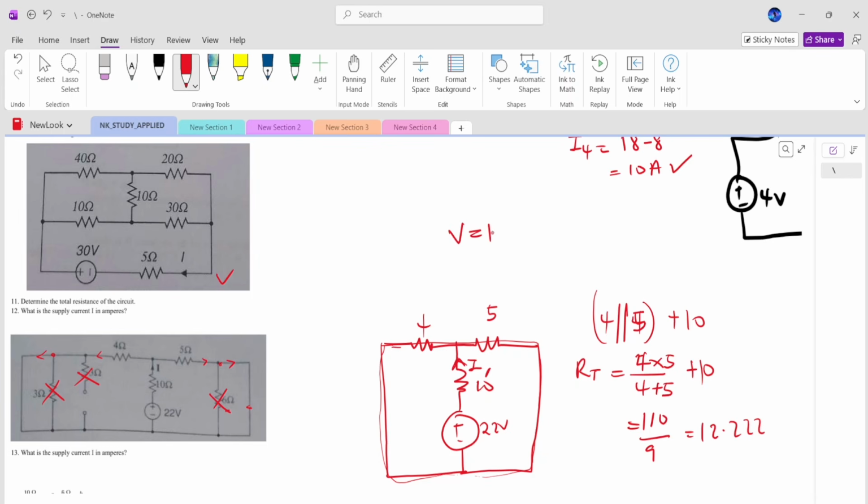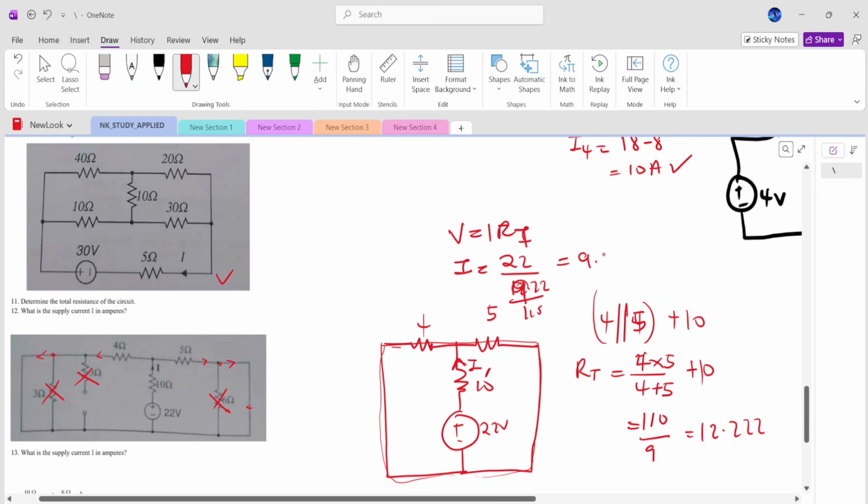But I'm interested in finding the I. We know voltage is equal to I times the total resistance. So it means my I is going to be equal to 22 divided by the value 12.222. I told you to use 9 over 110. All right. So 22 divided by that value, giving 9 over 5, and that's equal to 1.8. And that's the solution to that question. Right. Okay.